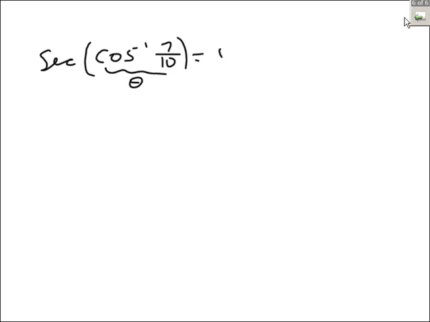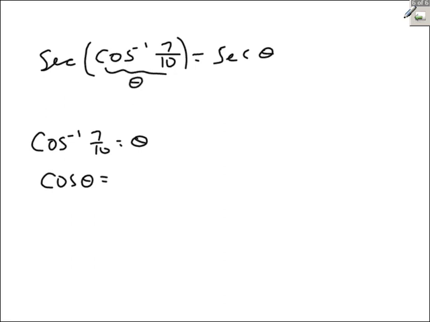Now sometimes you don't even need to find the third side of the triangle. For example, if you were asked to find the secant of the cosine inverse of 7 over 10, well, this is an angle, and you want to find the secant of the angle. And you know something about the angle. You know that the cosine of the angle is 7 over 10.